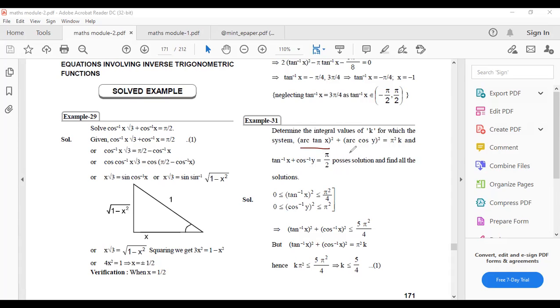Or you can go like the last question also. A square plus b square can be written as a plus b bracket square minus 2ab equal to pi square k. You can do this as well. And a plus b is nothing but pi by 2. You can see here tan inverse x plus cos inverse y is pi by 2. So from this, you are going to get a quadratic equation. Yes or no?